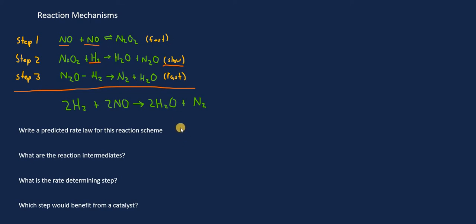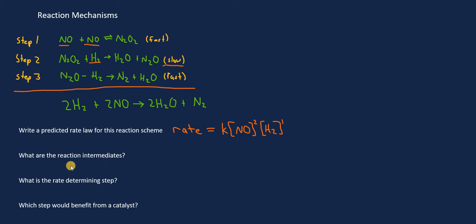So if we wanted to write a predicted rate law, we would set the rate equal to the concentration of these NOs raised to the second power because there's two of them, and the concentration of the H2 raised to the first power because there's only one of them here. So this would be our predicted rate law for this reaction. We would have to use experimental data to determine whether this predicted rate law holds true or not. Sometimes they do, sometimes they don't.